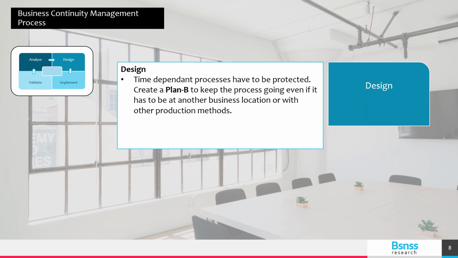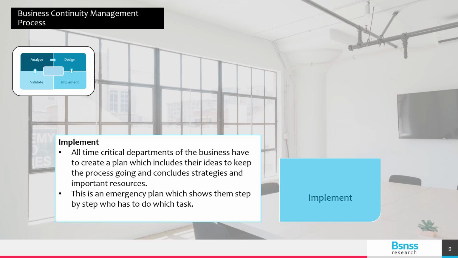In the design phase, it's important to find time-dependent processes which have to be protected. Create a plan B to keep the process going, even if it has to be at another geographical, business location or with other production methods. Implementation phase. All of the time-critical departments of the business have to create a plan which includes their idea to keep the process going and conclude strategies and important resources. This is an emergency plan which shows them step by step who has to do which task.